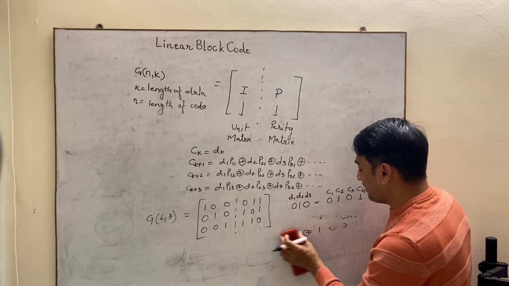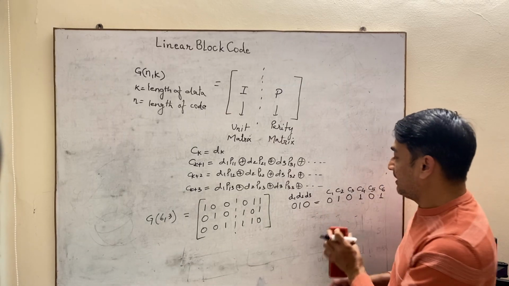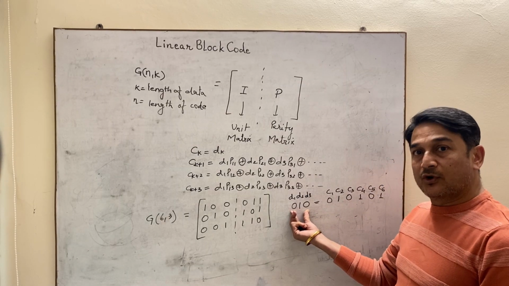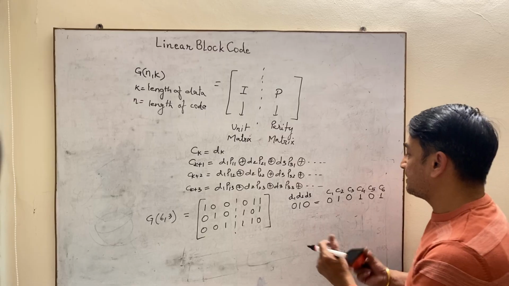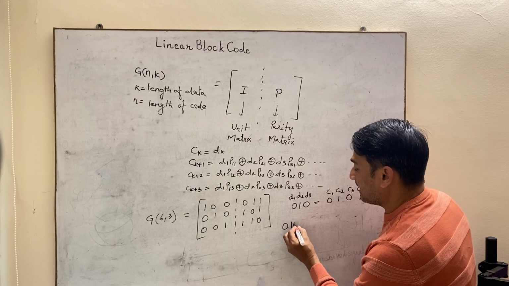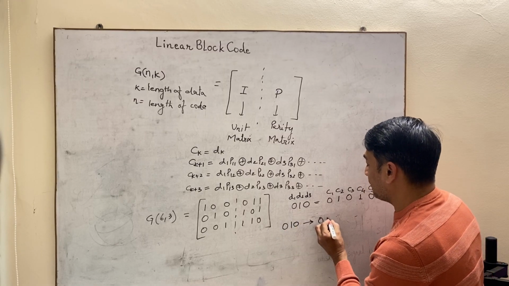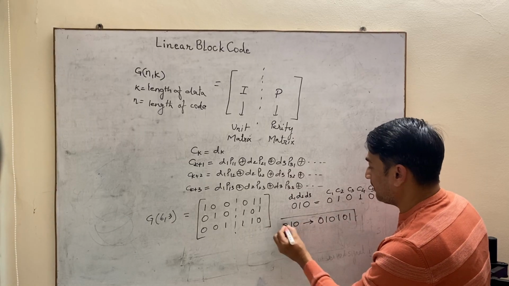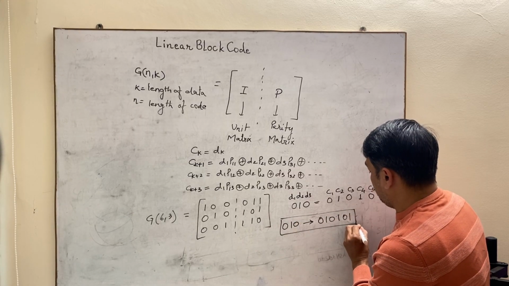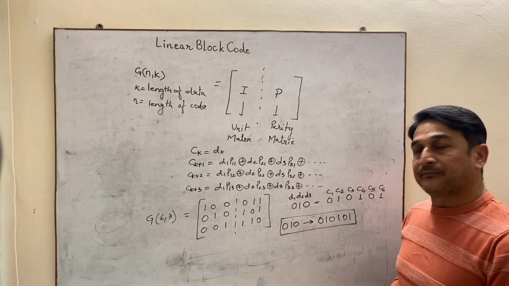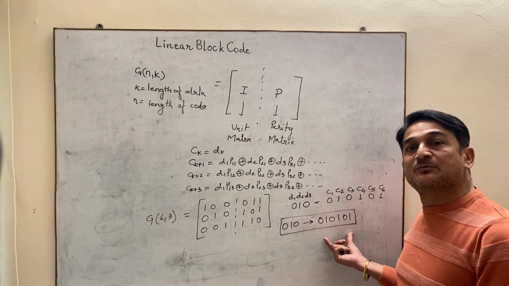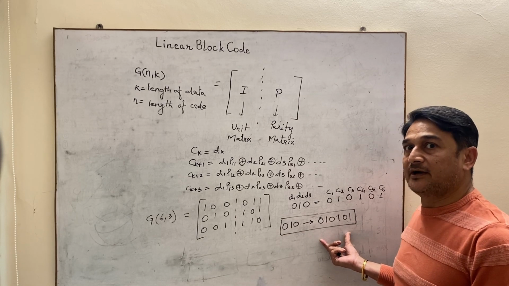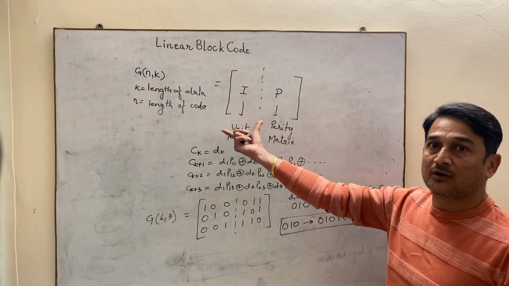So this way you have calculated the code for data bits 010. Your data is 010 and its corresponding code is 010101. This is how a 3-bit data's 6-bit corresponding code is generated using linear block code.